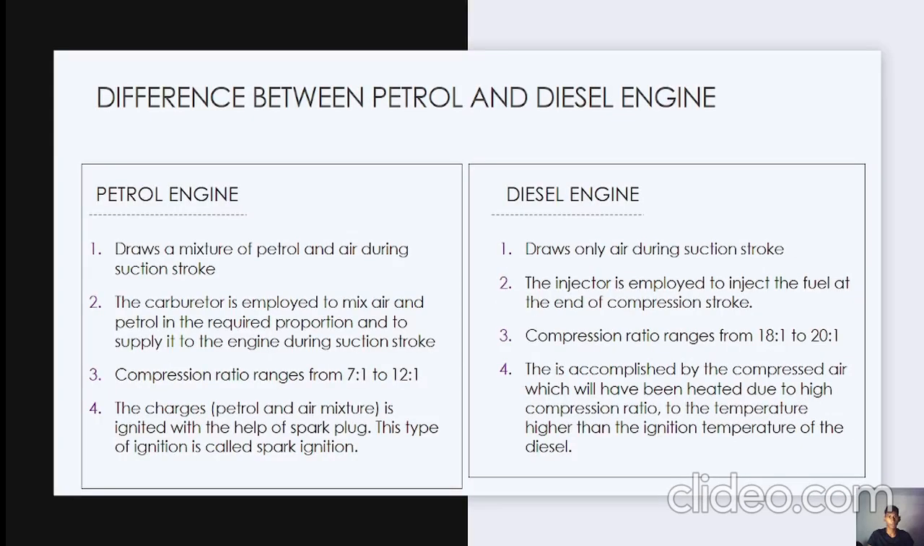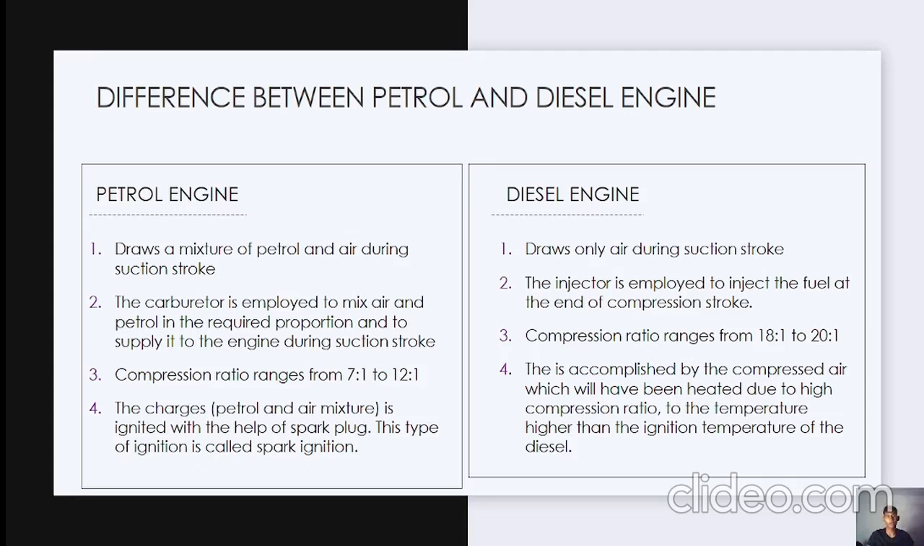Let's go to the next topic, the difference between petrol and diesel engines. A petrol engine draws a mixture of petrol and air during the suction stroke using a carburetor, whereas a diesel engine draws only air during the suction stroke. In a petrol engine, the carburetor is employed to mix air and petrol in the required proportion and to supply it to the engine during the suction stroke. In a diesel engine, an injector is employed to inject the fuel at the end of the compression stroke.